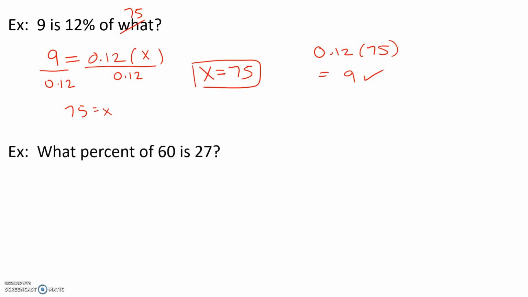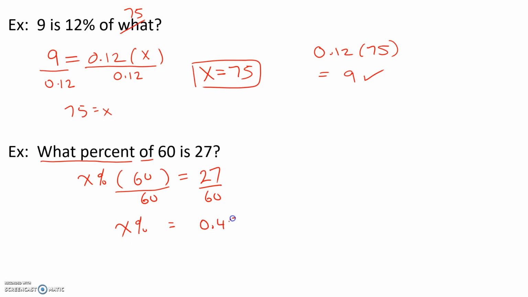What percent of 60 is 27? Now this time, notice we're looking for a percent. So what percent, this means we're looking for a percent, of is multiplication, 60, is means equal to, and 27. Now we're solving for x. Since the x is being multiplied by 60, we would divide both sides by 60. Let's take 27 divided by 60, and our answer is going to be 0.45.